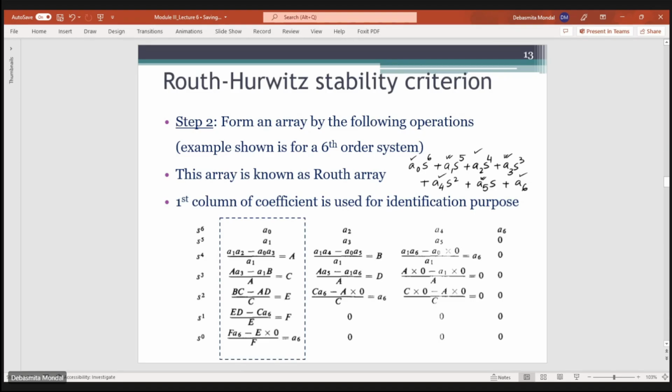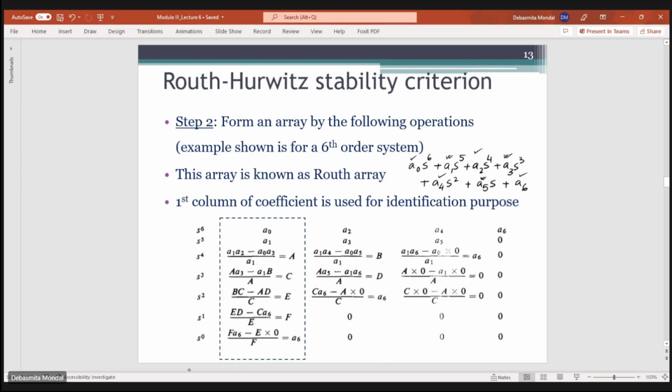So you have A0, A2, A4, A6 in the first row. In the second row, you will have A1, A3, A5 and the last term is not there, so it will be 0. And on the left hand side we will have one more column. This column is just for the powers of S, starting from the highest power. Since this is a 6th order system, the first row will be S to the power 6, then S to the power 5 and so on till we get to the last term, which is S to the power 0.